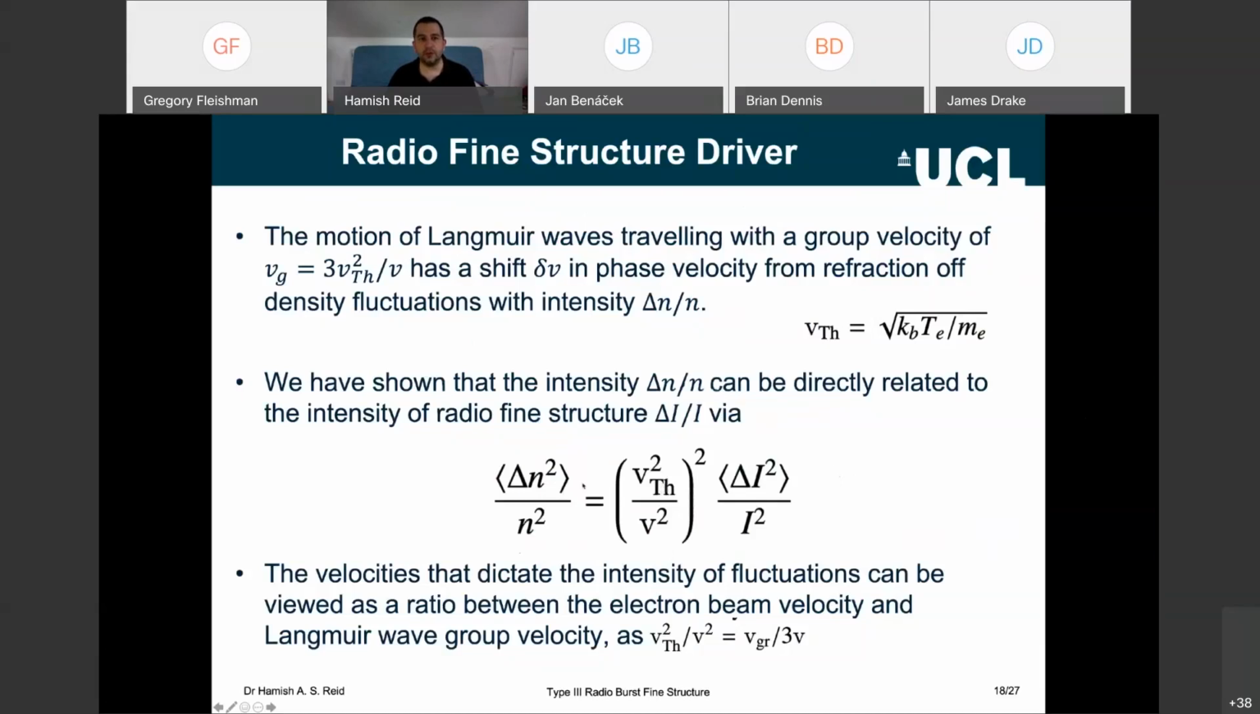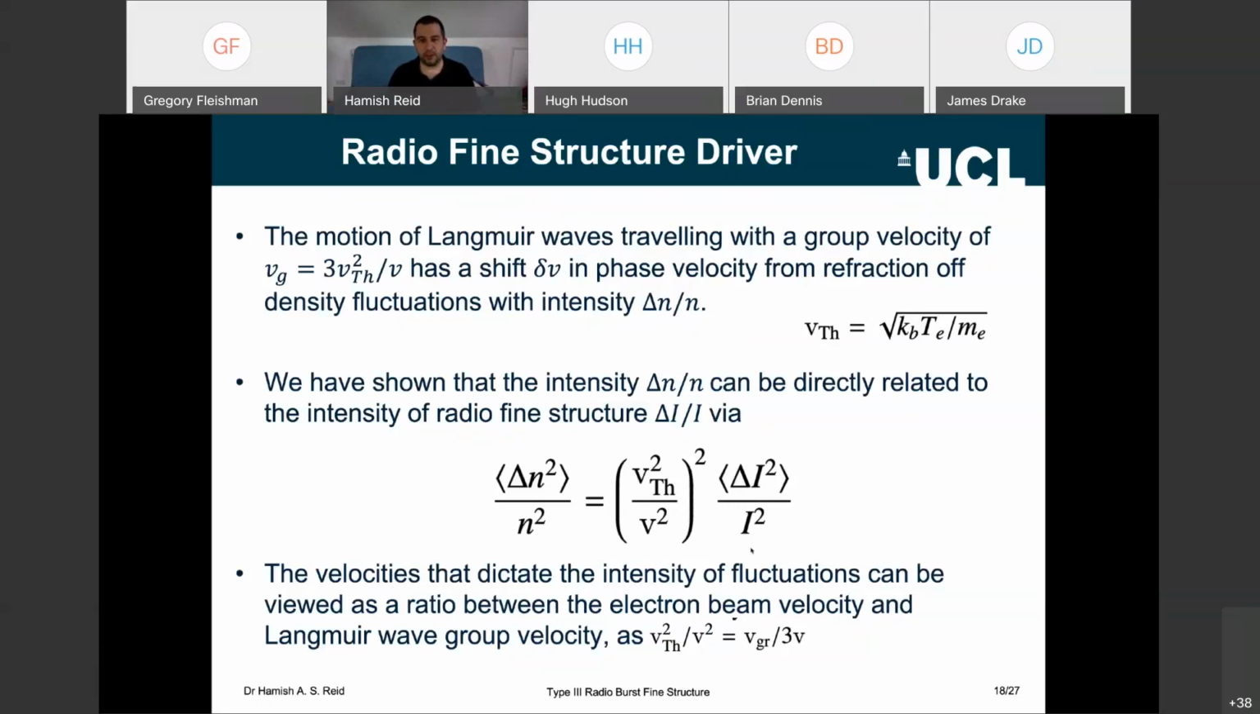And you can actually use this formula for the group velocity, and you can see that it essentially depends upon the group velocity divided by the electron beam velocity. Okay, but this used many assumptions to actually get this model, as a lot of analytical theory does. So how robust is it actually? Oh, and what is the electron beam velocity?